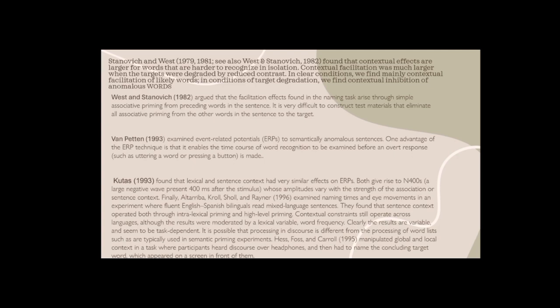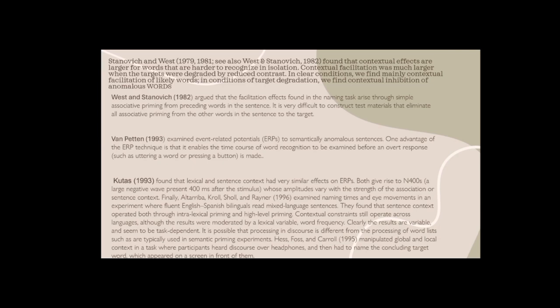Stanovich and West, 1979 to 1981, see also West and Stanovich, 1982, found that contextual effects are larger for words that are harder to recognize than in isolation. Contextual facilitation was much larger when the targets were degraded by reduced contrast. In clear conditions, we find mainly contextual facilitation of likely words, and in conditions of target degradation we find contextual inhibition of anomalous words.